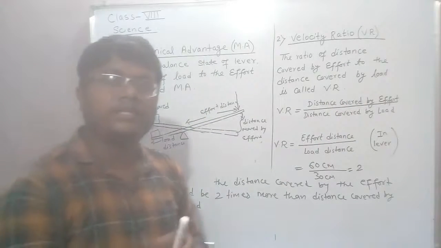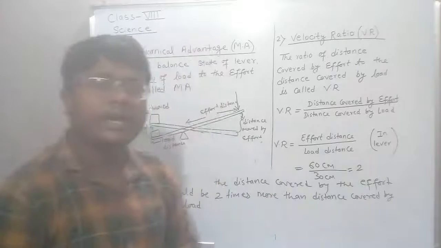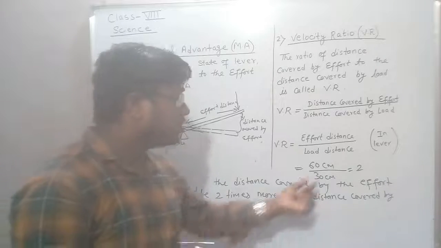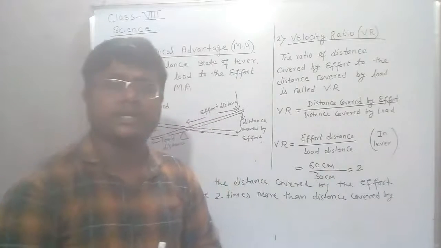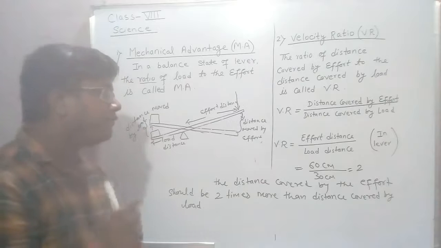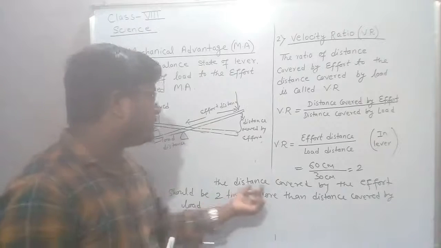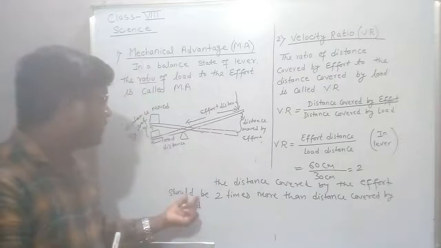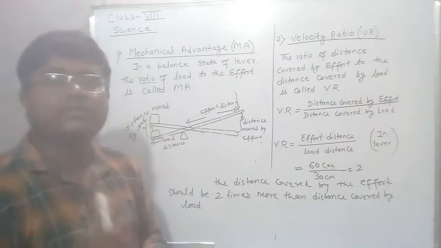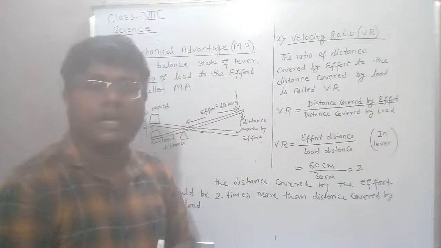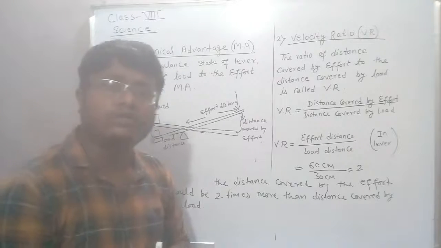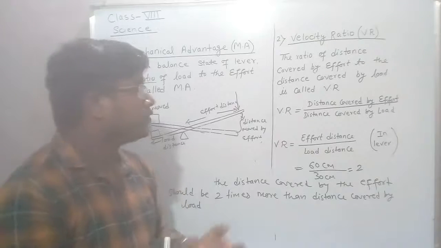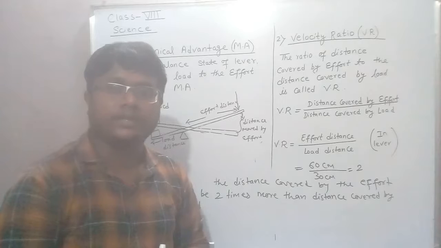Suppose the velocity ratio has come 2. Here I have given the example of 2 from the previous question. So what does this velocity ratio 2 mean? It means the distance covered by effort, or the effort distance, should be 2 times more than the distance moved by load, or the load distance. So this is the meaning of velocity ratio.